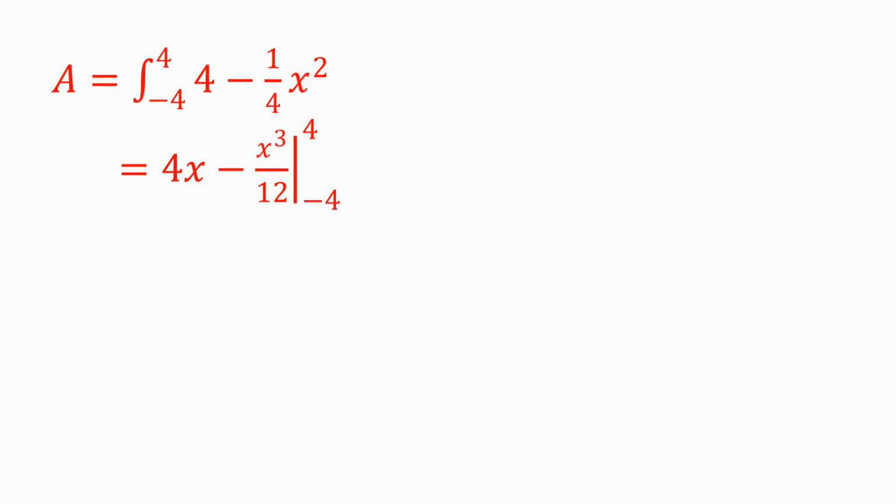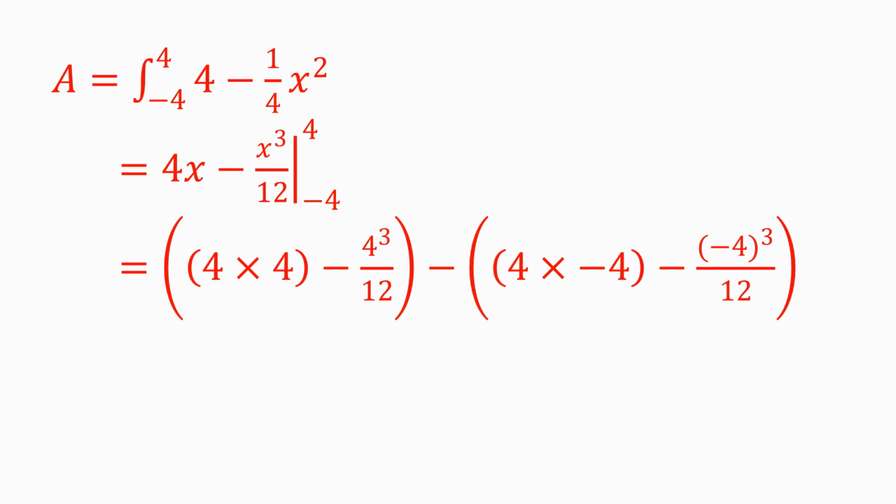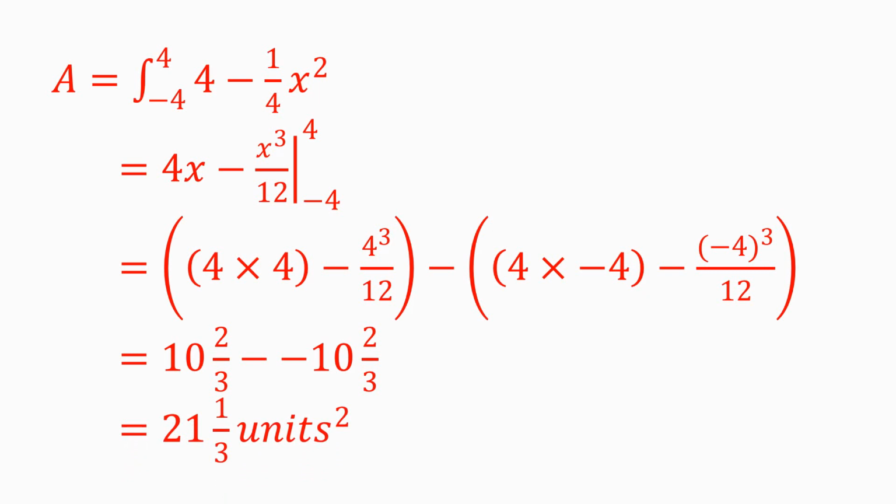We substitute the figures we have into 4 times 4 minus 4 cubed divided by 12, the whole of it minus 4 times negative 4 minus negative 4 cubed divided by 12. We simplify this, we have 10 raised to power 2 over 3 minus negative 10 raised to power 2 over 3. So this is the same as 10 raised to power 2 over 3 plus 10 raised to power 2 over 3, which is equal to 21 and a third square units. So using integration, the area is 21 and a third square units, but using the trapezium rule, we obtain the area as 21 square units.